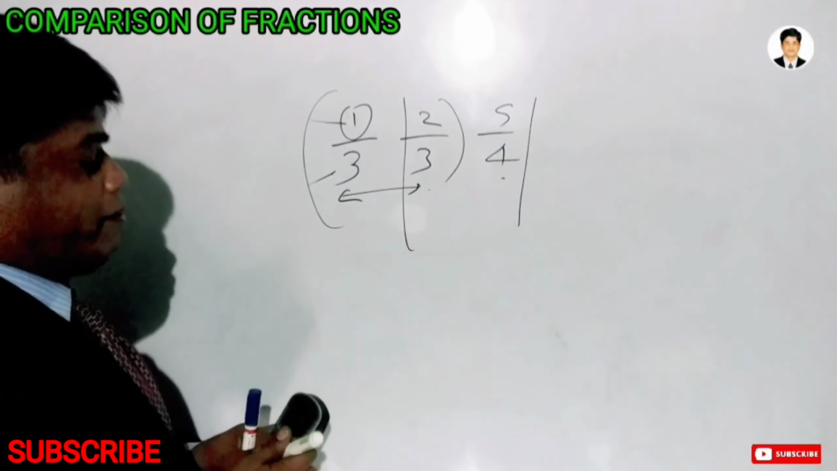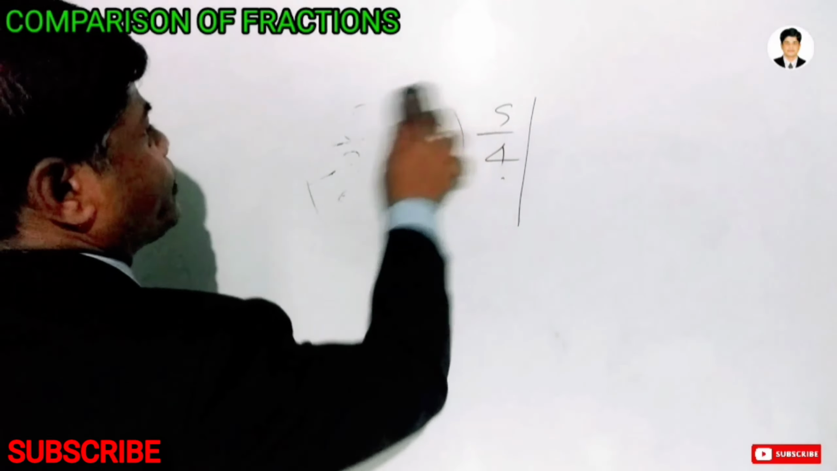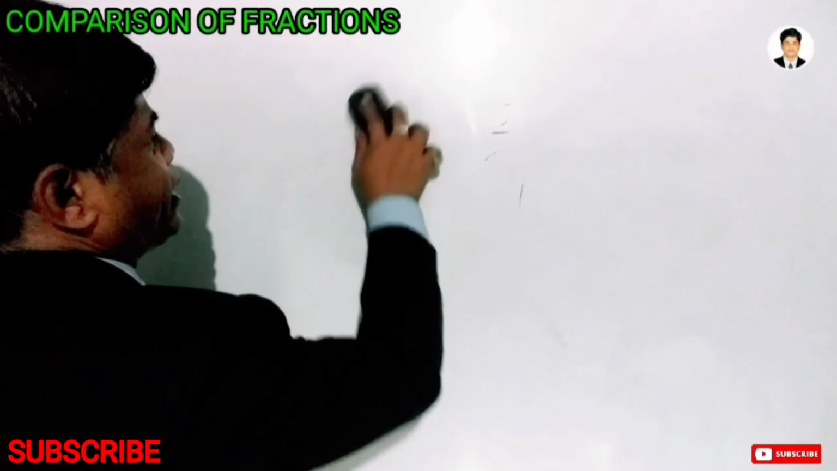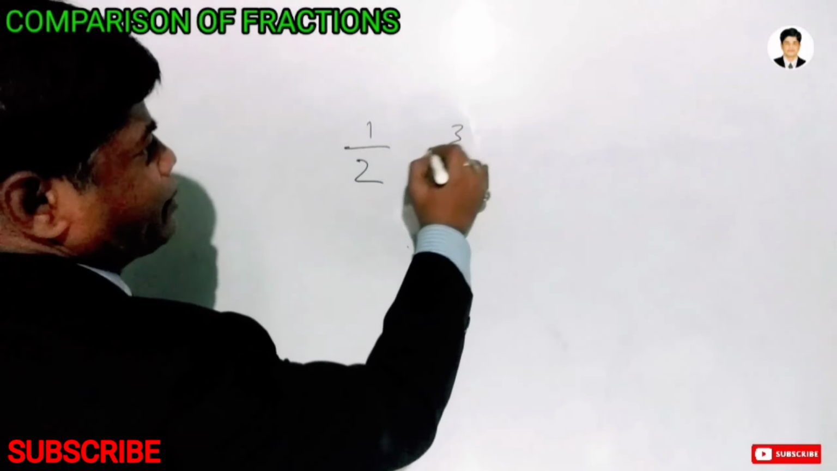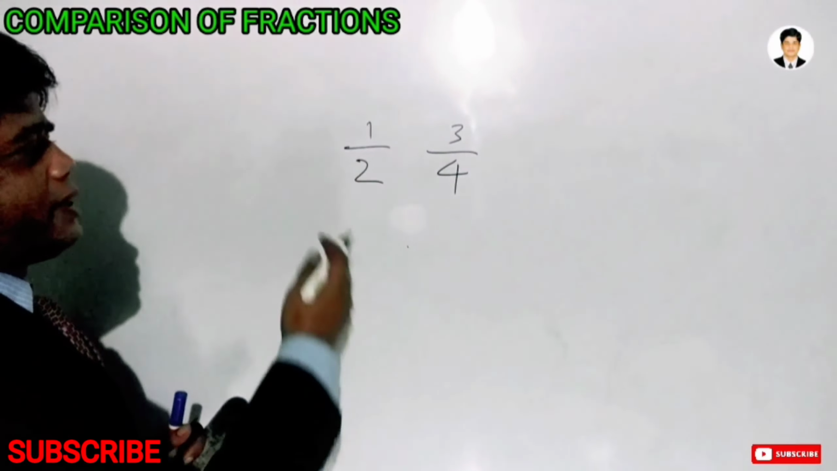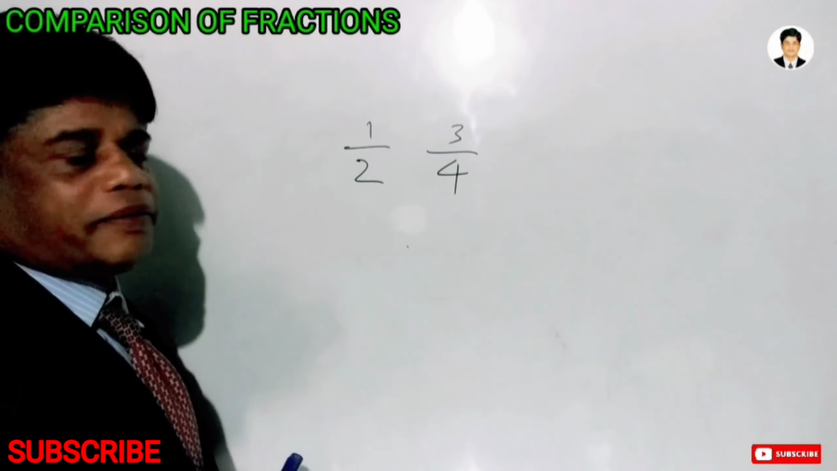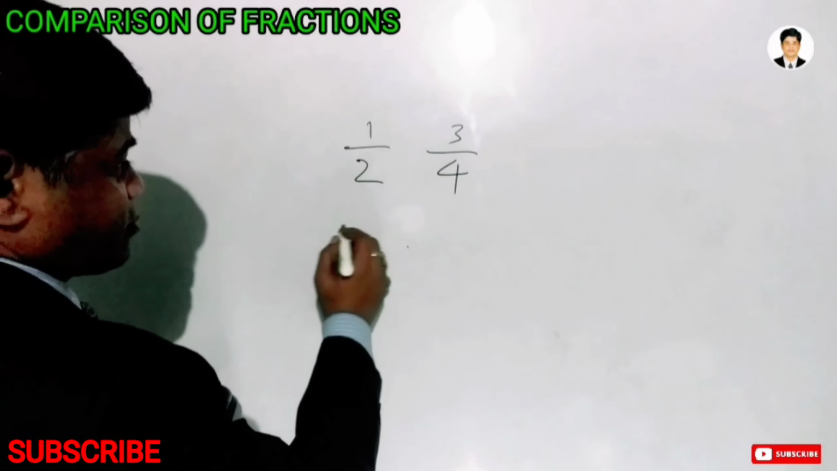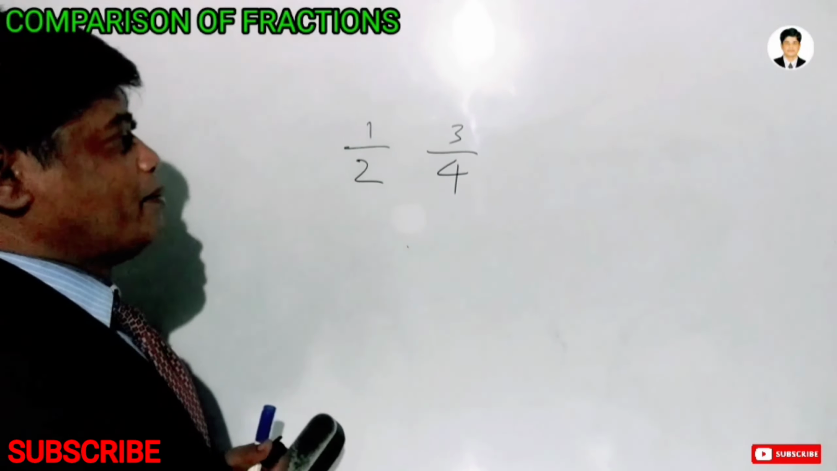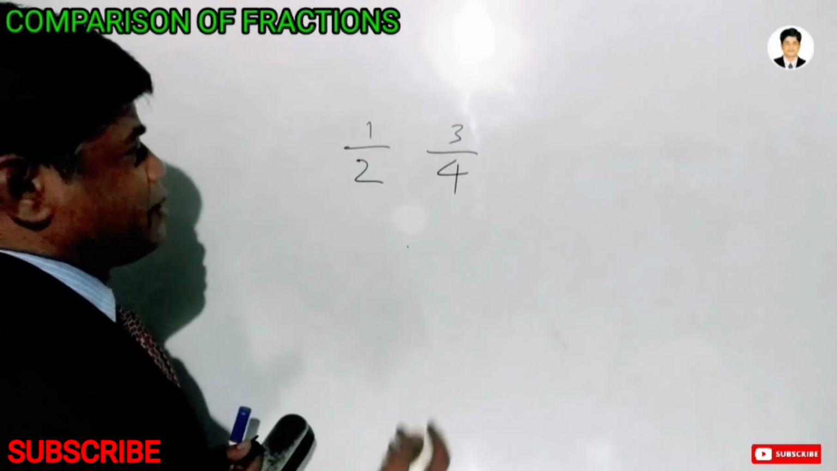See, comparing the fractions in this, how to compare? The question is comparing of the fractions. See, here 1 by 2 is there, here 3 by 4 is there. How to compare? Which is big, which is small? There are simplified methods given in the books, NCERT books.